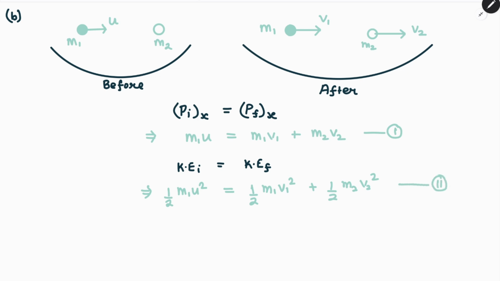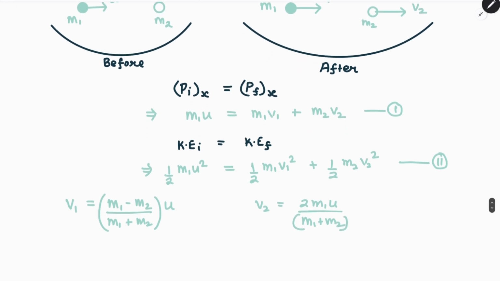We can also use the coefficient of restitution formula to get the required result. And on solving that, we get v1 equals m1 minus m2 upon m1 plus m2 times u, and v2 equals 2 m1 u upon m1 plus m2. So we'll get something like this on solving this expression. This is most of the time a solved case in the classroom also.